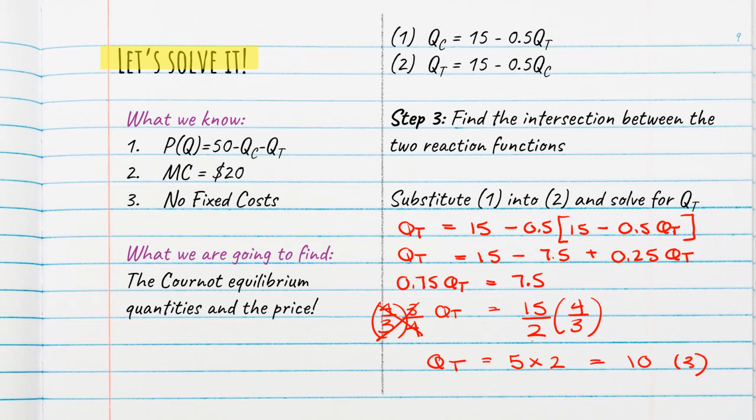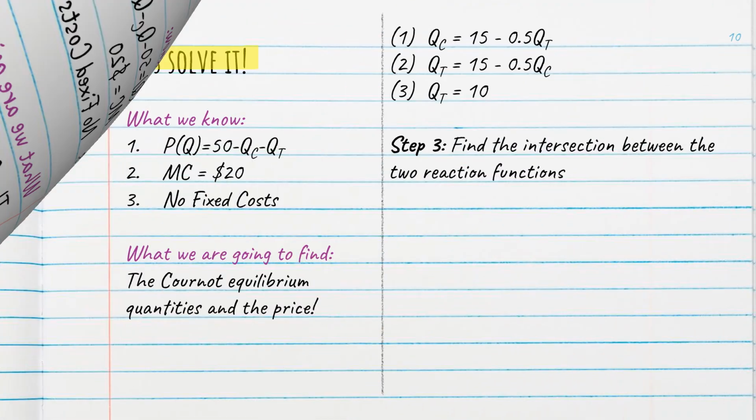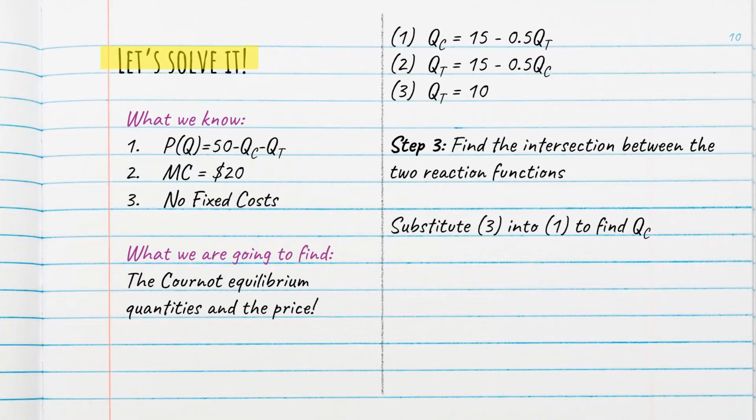So we have figured out Tropical Twist's equilibrium quantity, and now we need to figure out what Citrus Splash should do. To do this, we will substitute QT equals 10 into Citrus Splash's reaction function, and that should reveal what Citrus Splash is going to do. So we have QC is equal to 15 minus 0.5 of 10. Well, 15 minus 5 is 10, so QC is also 10. We'll call that equation 4.